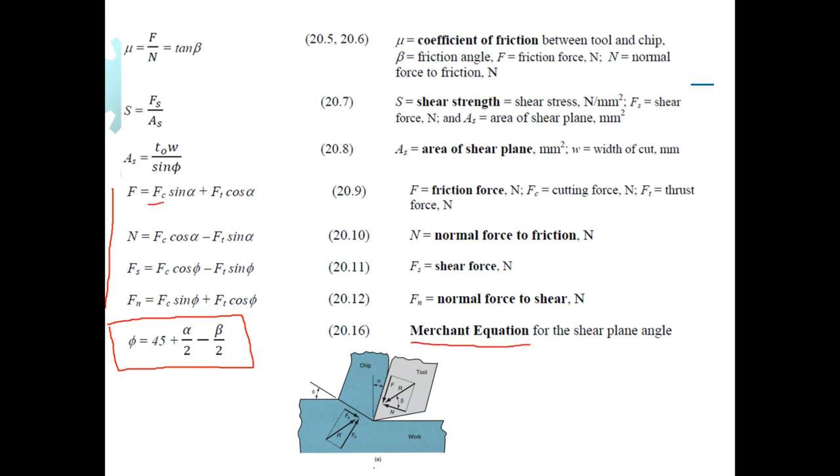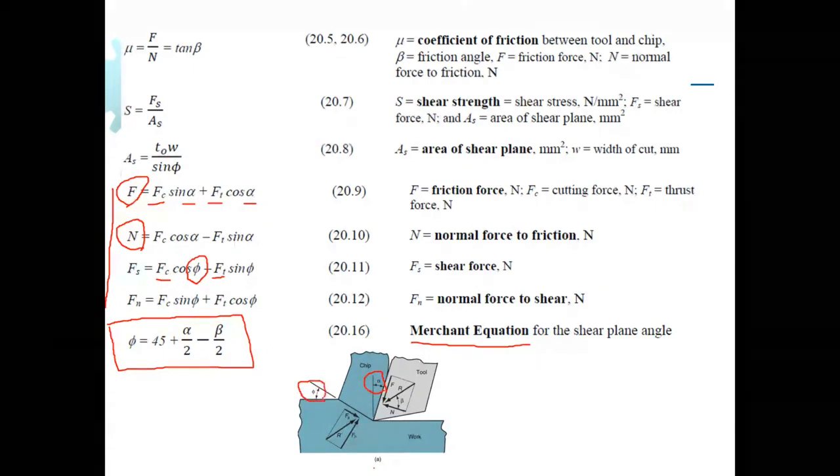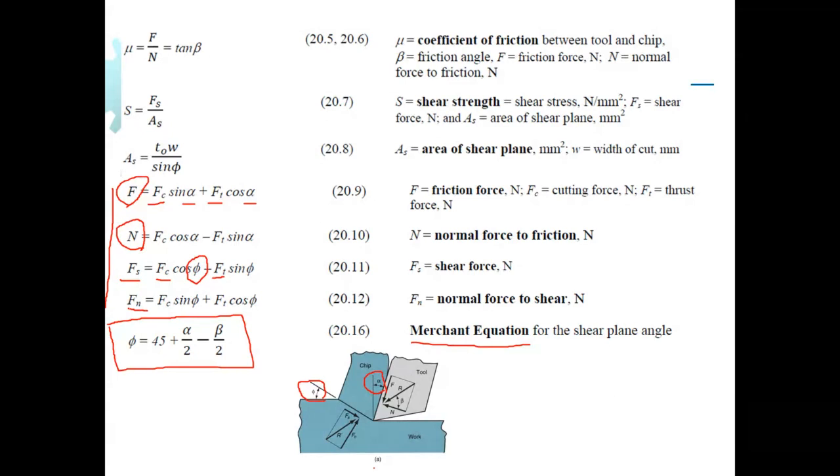Well, if we have the values of Fc and Ft, which can be directly measured, and we have the value of alpha, the rake angle, which is a property of the cutting tool, so this is something that we know when we have selected the cutting tool, then we can easily estimate the magnitude of F and also the magnitude of N. Similarly, if we have the values of Fc and Ft at hand, and if we know the value of phi, which is this angle here, then we can estimate Fs and also Fn. That's the story behind all this.